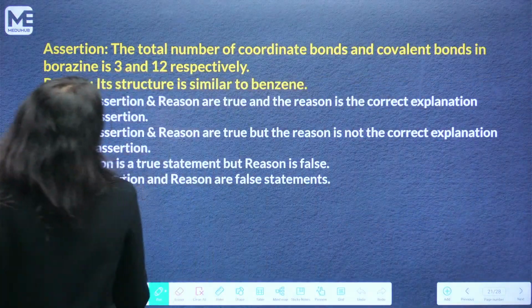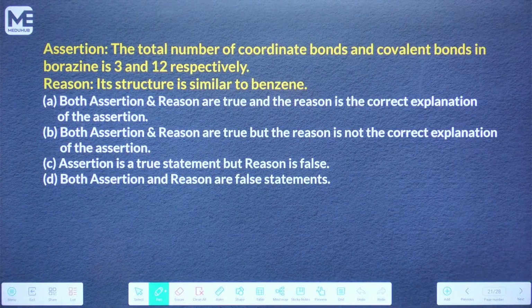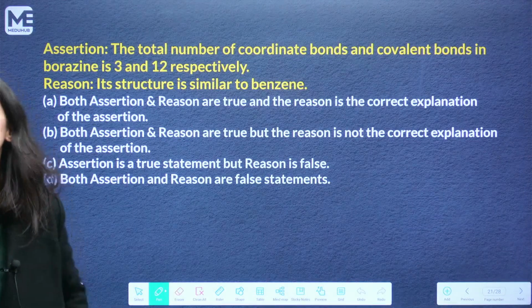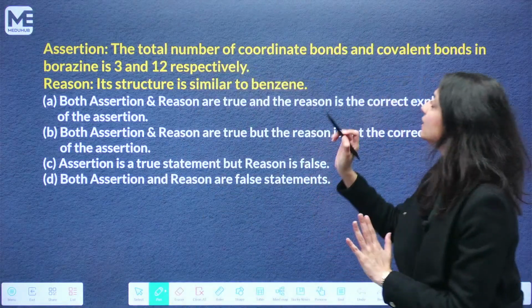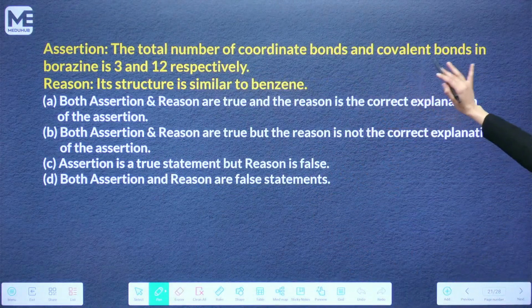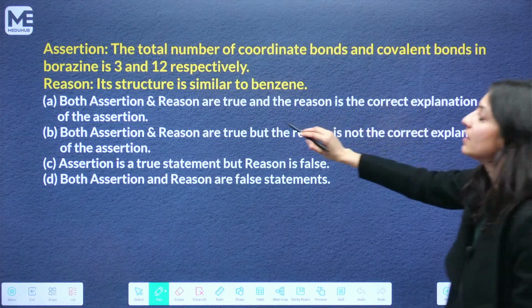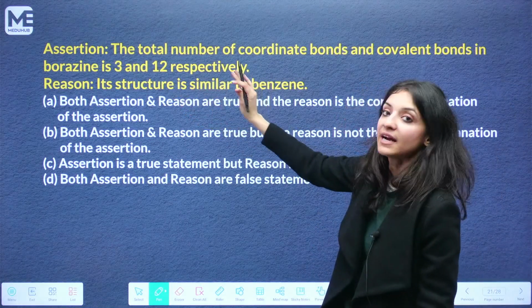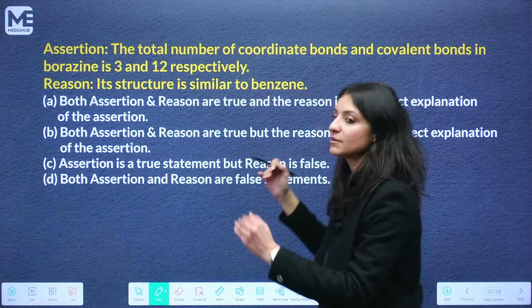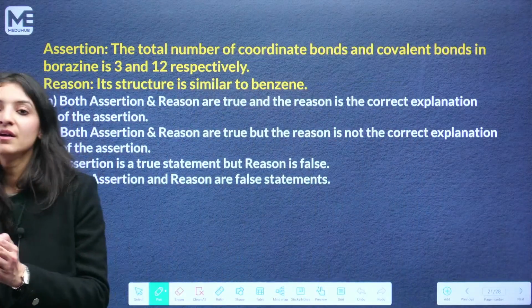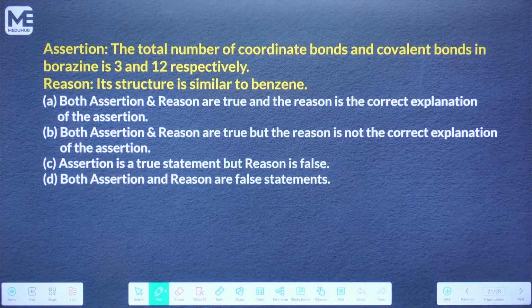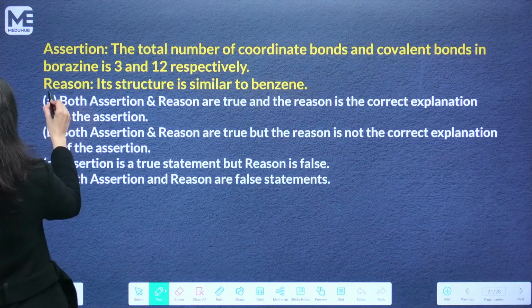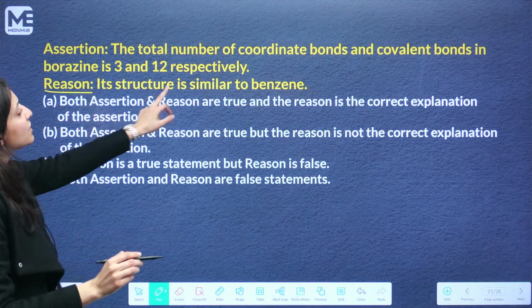Here is an assertion and reasoning question that is very interesting, and it comes up many a time in the NEET paper. You should know how to attempt it. Okay, let us read these. Now, the total number of coordinate bonds and covalent bonds in borazine is 3 and 12 respectively. That is the assertion. Assertion is a statement. So you are putting forward a statement and saying that it is true. If a statement is true, this means it should have a reason. Now, the reason that they are giving here is its structure is similar to benzene.